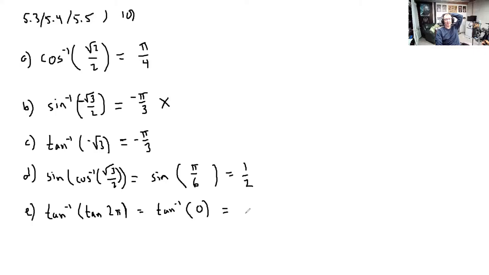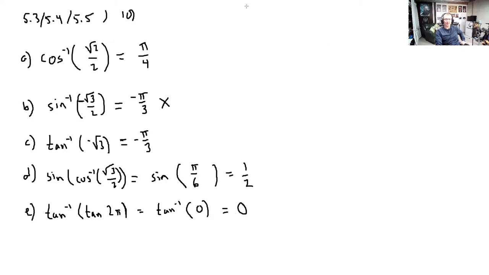Yes, 2 pi is one of the values in this set that gives tangent inverse of 0. But because we've restricted the range of our tangent inverse to give us a function back, we cannot pick 2 pi. So this has to be an angle between negative pi over 2 and pi over 2. So what angle is it? 0.